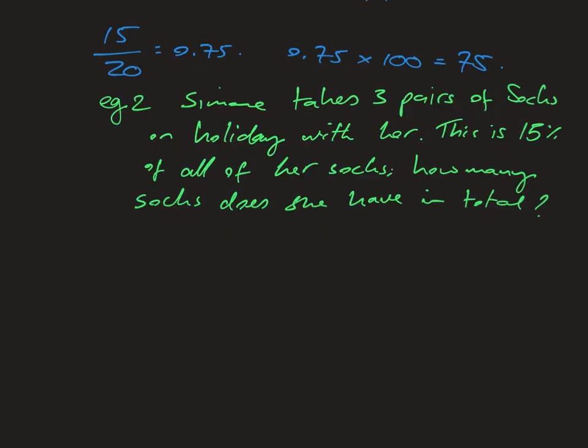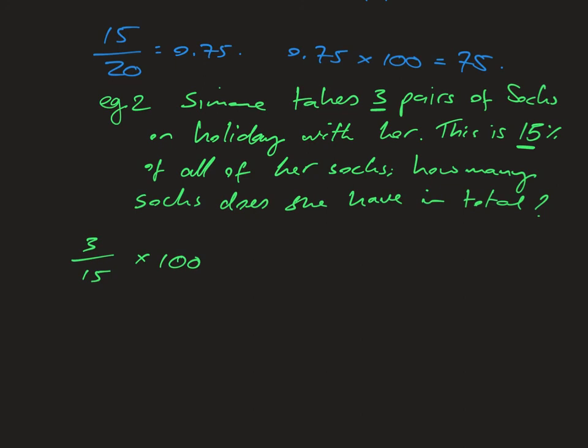One more example. So Simone takes 3 pairs of socks on holiday with her. This is 15% of all her socks. How many socks does she have in total? This is what we do. We take the information we've got, which is 3 and 15. We take the 3, we divide it by the 15, and then we multiply that answer by 100.